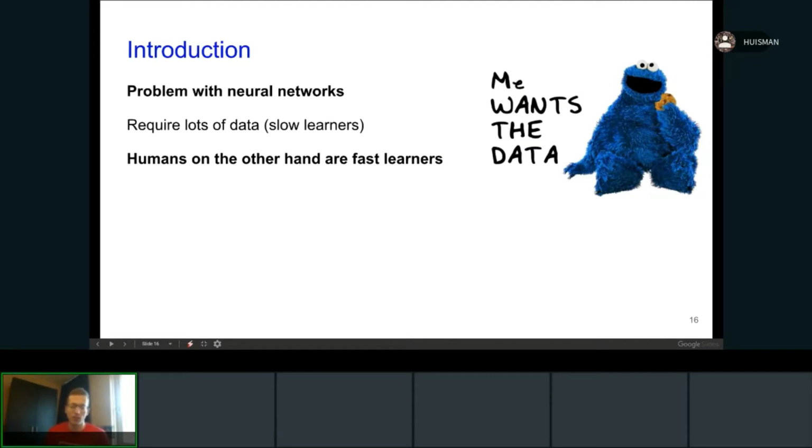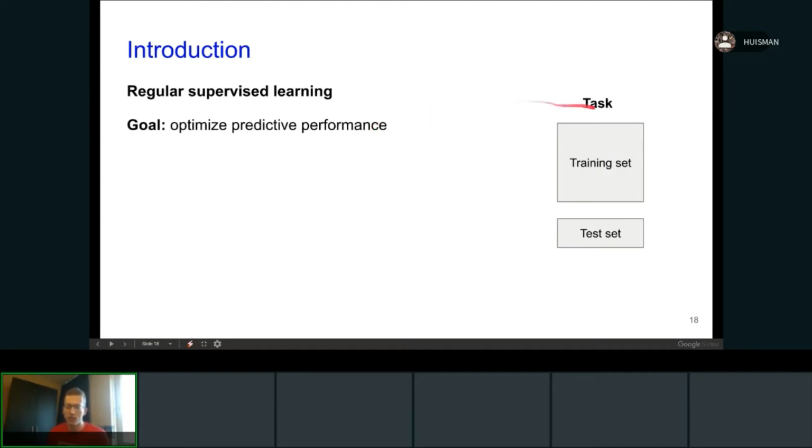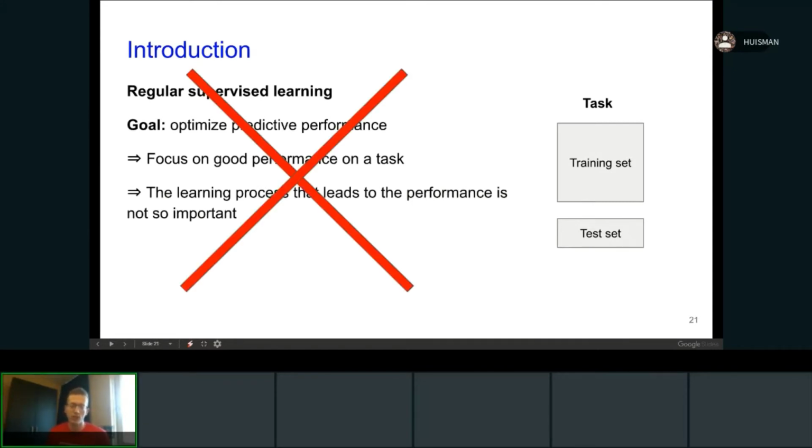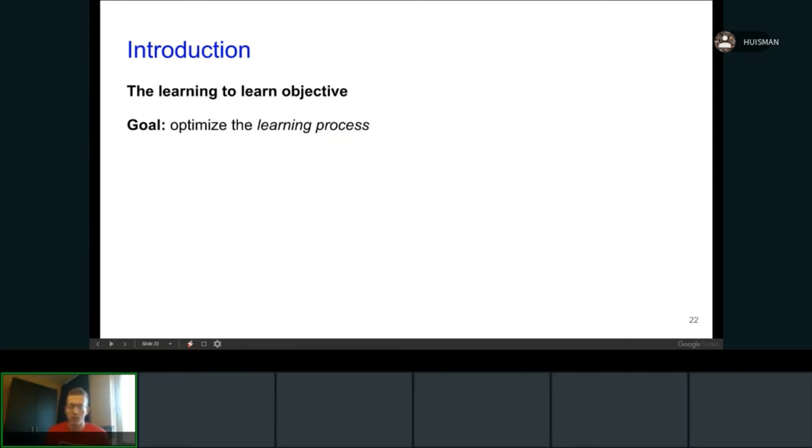That means that we try to build neural networks that can learn from few data. Note that this is actually quite a different goal than what you're maybe used to in regular supervised learning, where you are given some task consisting of a training set and a test set, and your goal is really to optimize the predictive performance of your network. This means that the end performance is really what is most important, and that the focus is not really on the process that leads to this performance. So the learning process itself is not deemed too important. This is what we are not going to do. Instead, we are really going to optimize the learning process of these networks such that they can learn from fewer data. But then the question, of course, is how can you actually measure the ability of these neural networks to learn new concepts quickly?